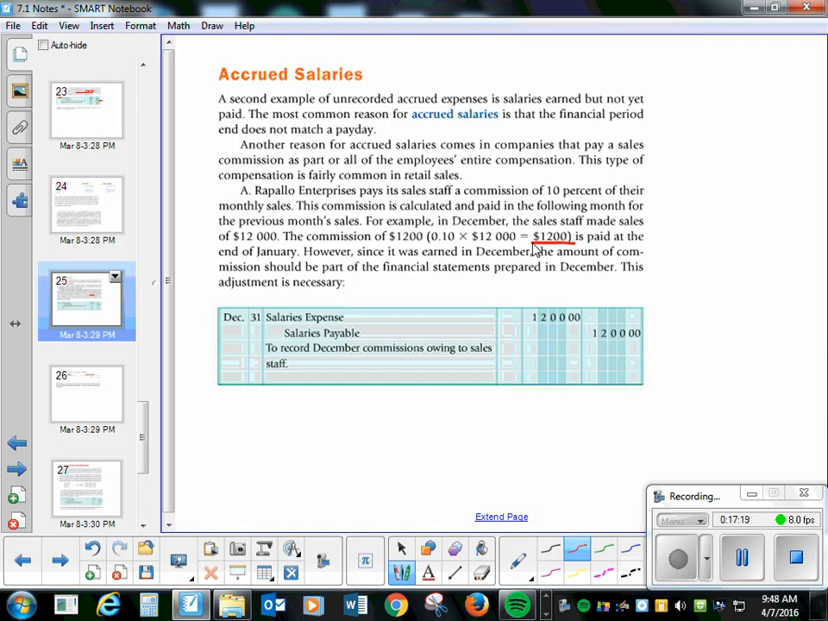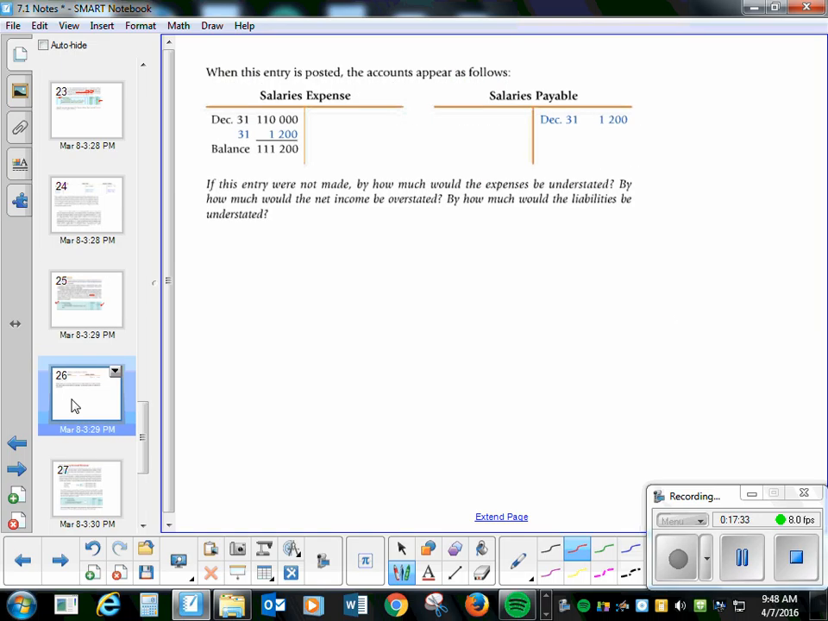However, since it was earned in December, the amount of commission should be part of the financial statements prepared in December. So they need to have an adjustment. We have a salaries expense of $1,200, and we have salaries we need to pay of $1,200. When this entry is posted, the accounts appear as follows.